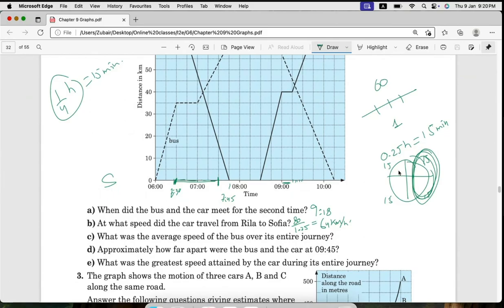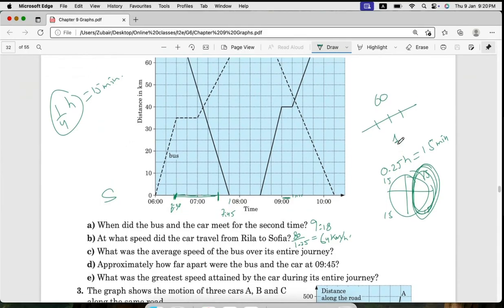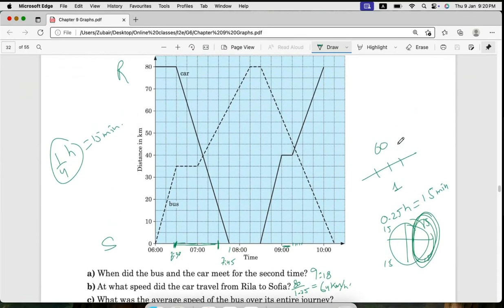C part. What was the average speed of the bus over its entire journey? So the bus is in dotted line. Average speed. Try this.